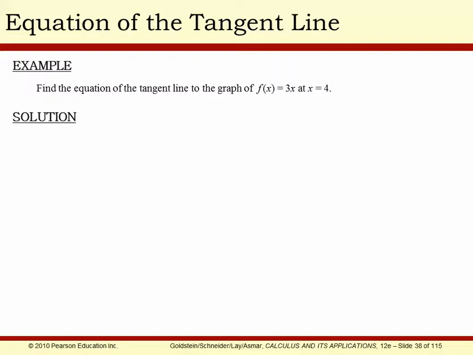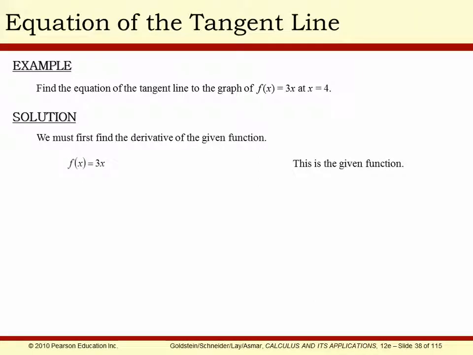Okay, so find the equation of the tangent line to the graph of f of x equals 3x at x equals 4. Okay? Well, this is going to be a real simple one, so I'm just going to walk through what they do. So we start out with the function, which is f of x.